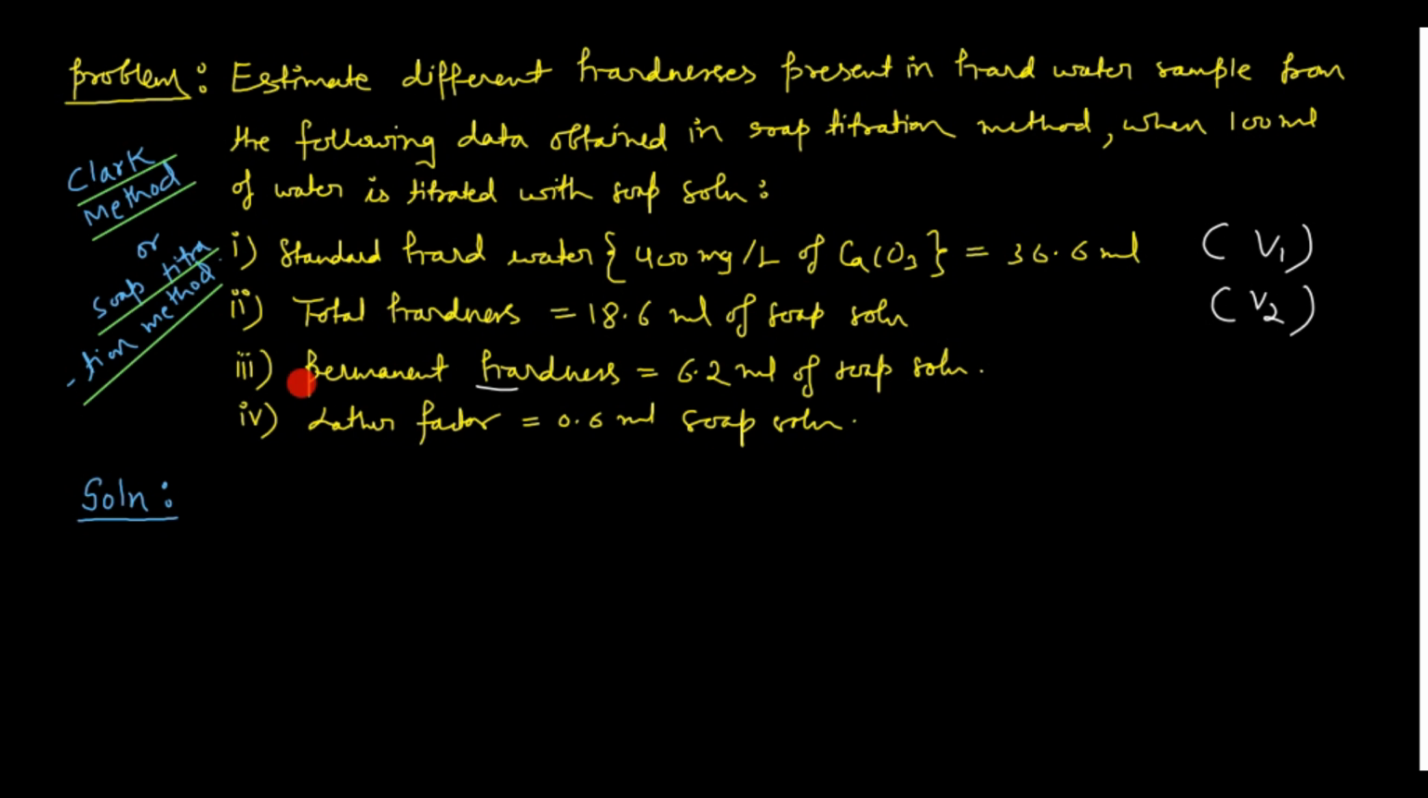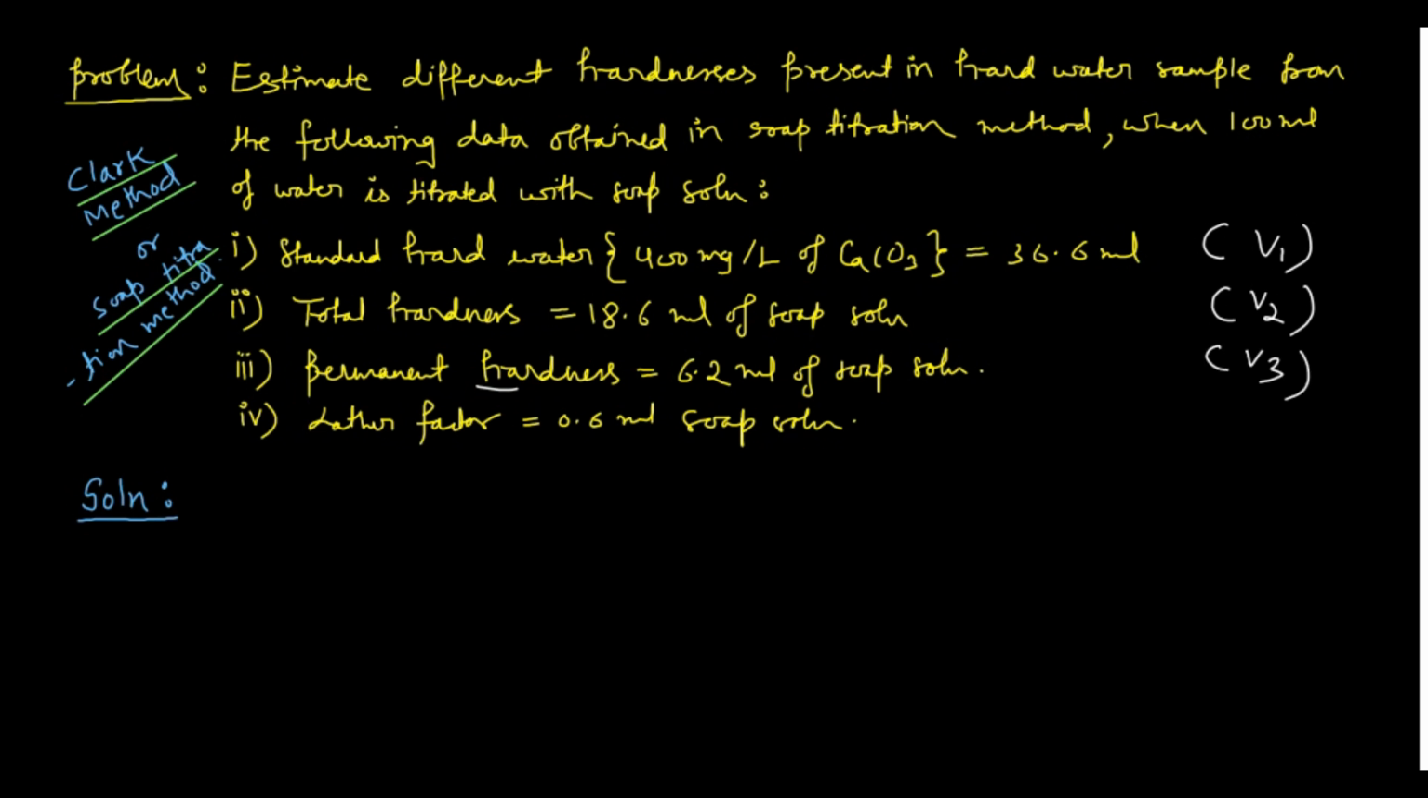In the third step, the permanent hardness, when you are going to determine the permanent hardness, your sample water is boiled to remove the temporary hardness, and whatever you get, that water sample will have only the permanent hardness, as I have explained in my last lecture. Okay, so this boiled water requires 6.2 ml of the soap solution for the formation of the lather in the soap titration method, and this corresponds to V3 ml.